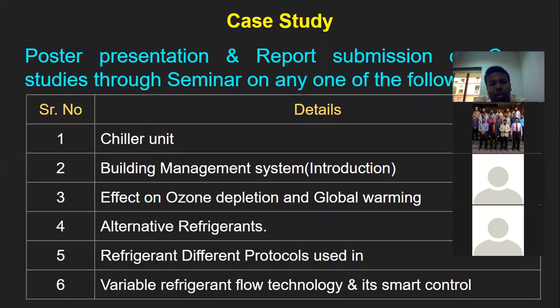Obviously you will get a topic out of these 6 heads. Based on that, you start preparing a poster, and at the same time you start preparing the report. What is a report? A report contains everything, from starting to end. But what about a poster? A poster is nothing but a summary, an abstract, so only key points will be presented in the poster.